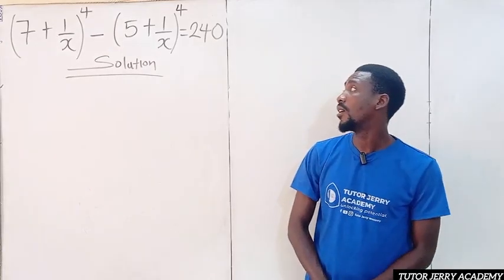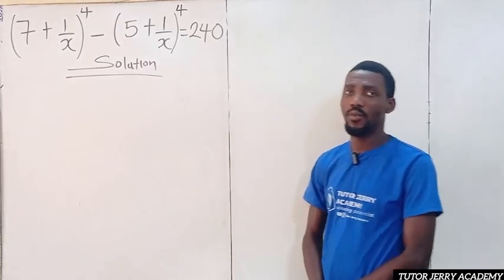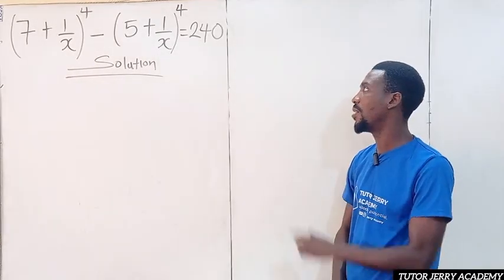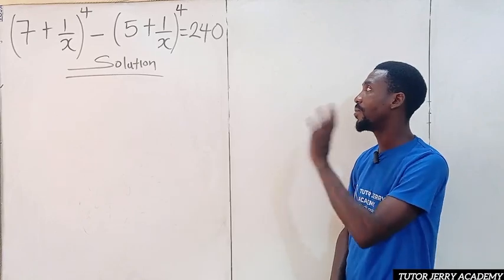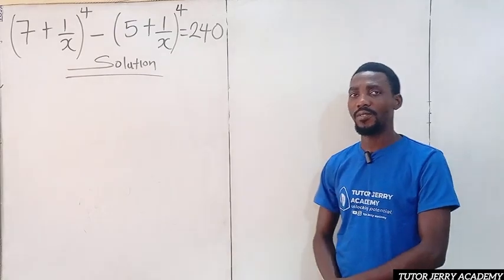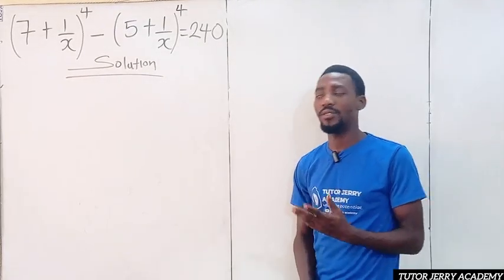All right. Let's solve the above question. Say (7 + 1/s)^4 - (5 + 1/s)^4 = 240. We want to find the value of s. And the trick I'll be using is this.